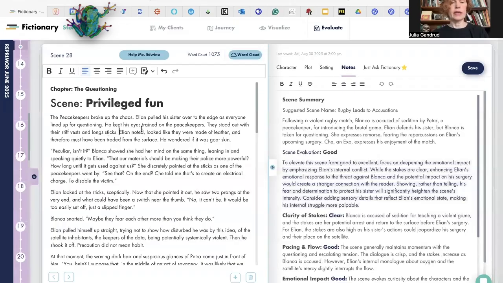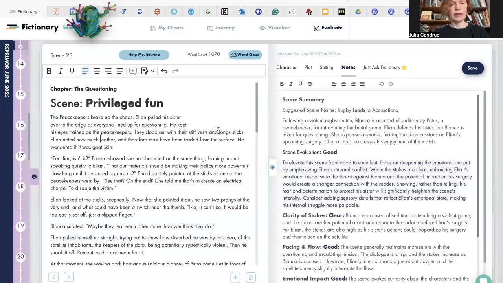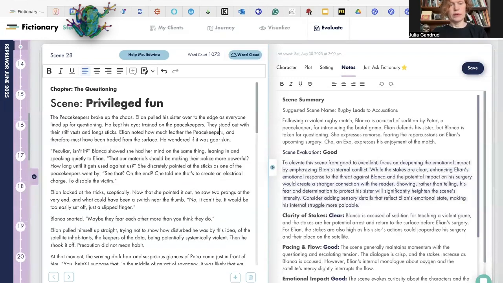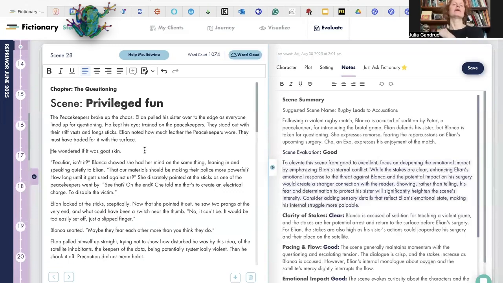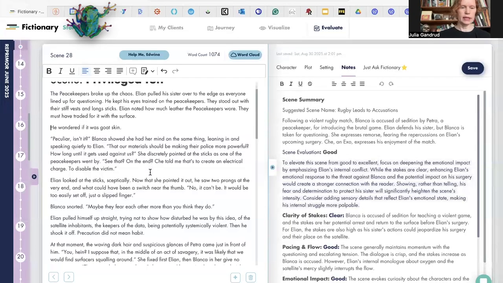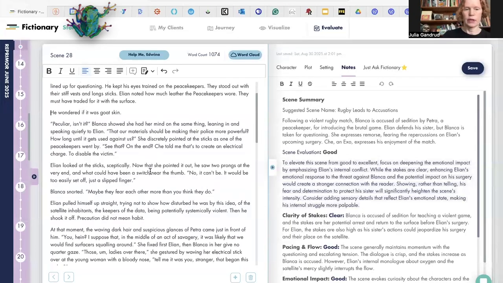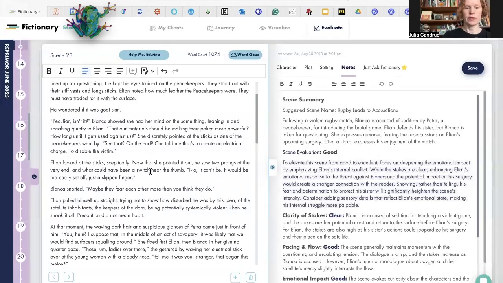Okay, let's say this differently. Elian noted how much leather the peacekeepers had, and they must have traded for it with the surface. Wondered if it was goat skin. Okay, that's probably not important. I might remove this. Now that was a little bit of nitpickiness for the opening hook, because we want to see how much trouble they're going to get into.